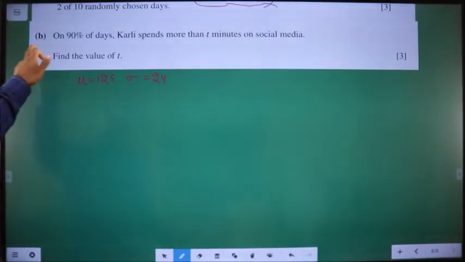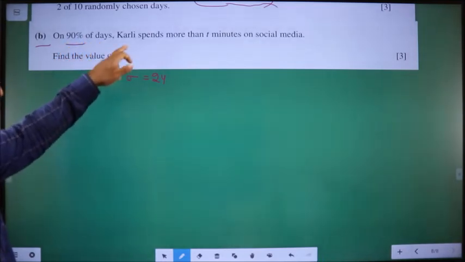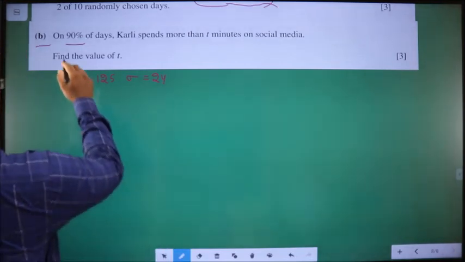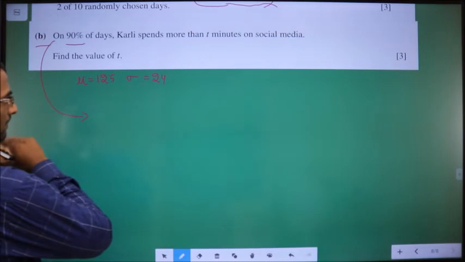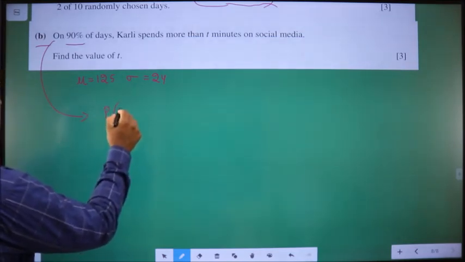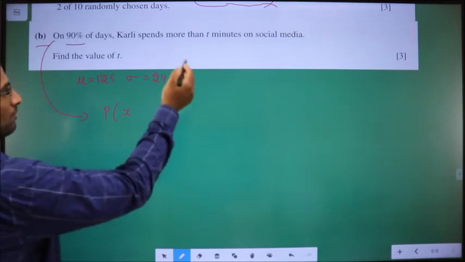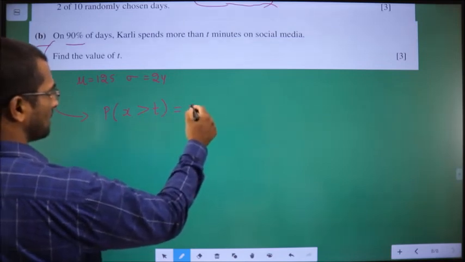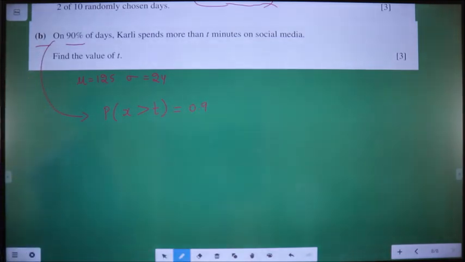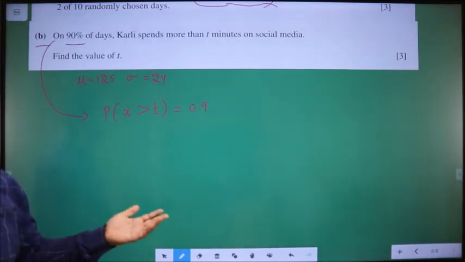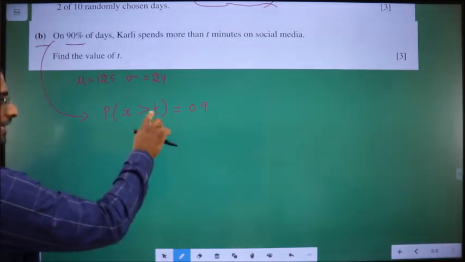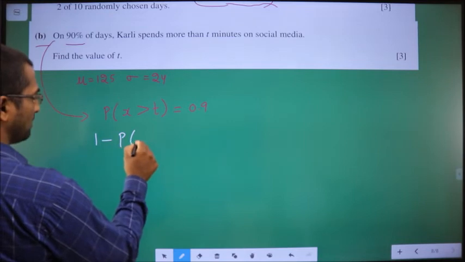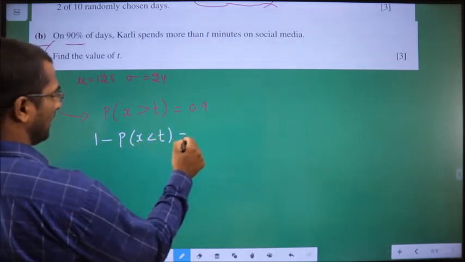Now, B1. On 90% of the days, Carly spends more than T minutes on social media. Find the value of T. Convert this into mathematical equation. So what will it change to? P of X greater than T is equal to 90%, means 0.9. Okay. Simplify this, get the value of T. Now here it is greater than, I need to change it to less than symbol, which can be done by doing 1 minus P of X less than T equal to 0.9.